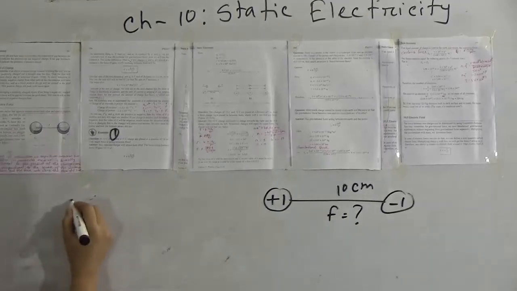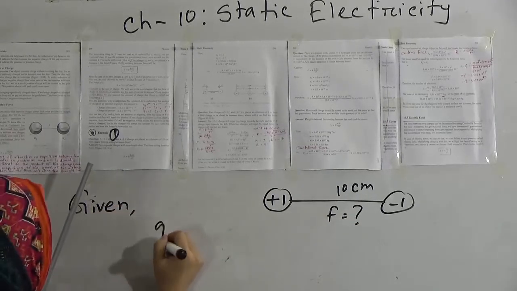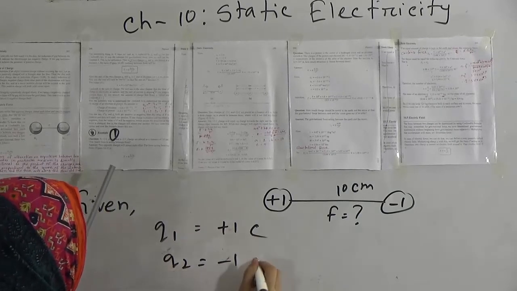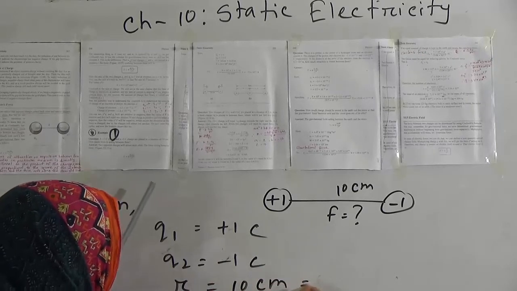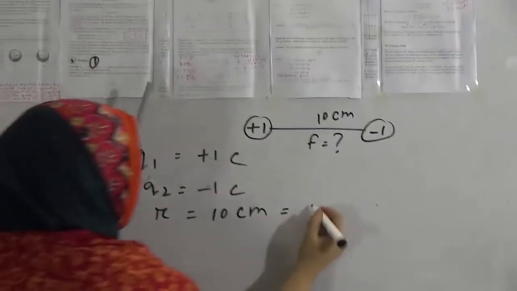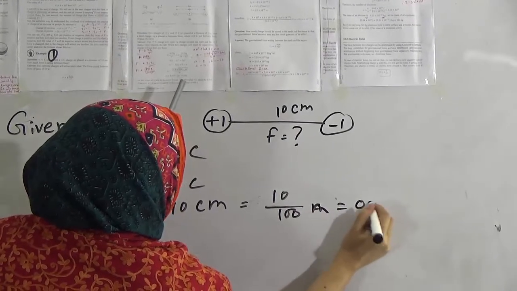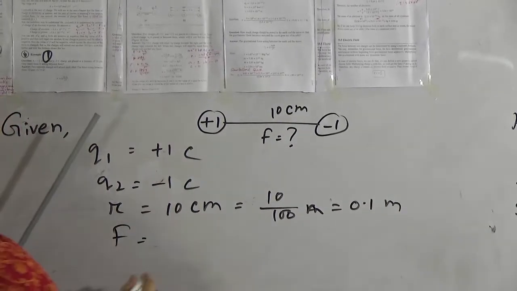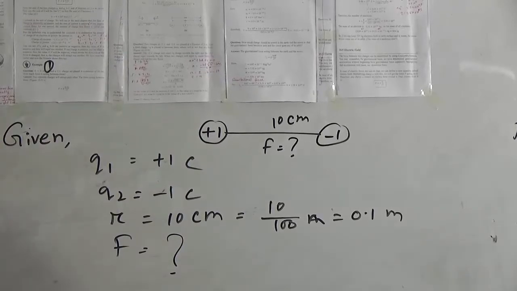So we can write here, given charge Q1 equals plus 1 Coulomb, Q2 equals minus 1 Coulomb, distance R equals 10 centimeter, and we have to convert this centimeter into meter. That means 10 divided by 100 meter, and it will be 0.1 meter. We have to find out the force between these two charges. So force equals what?